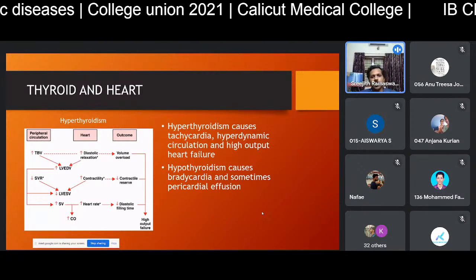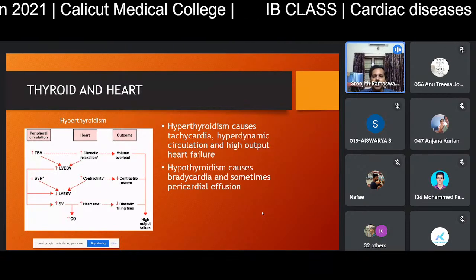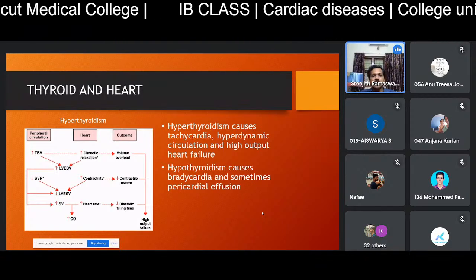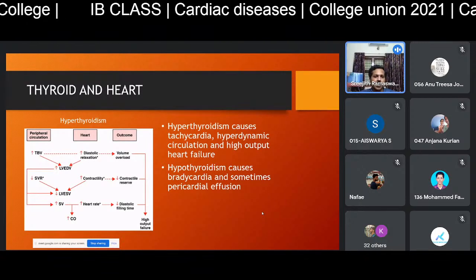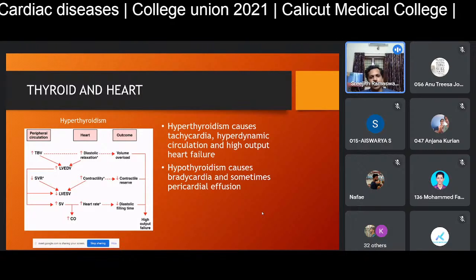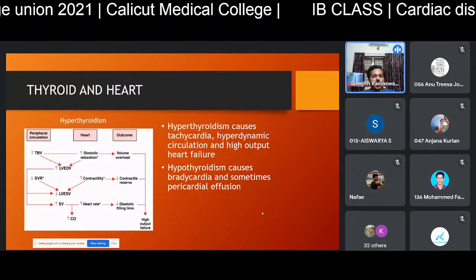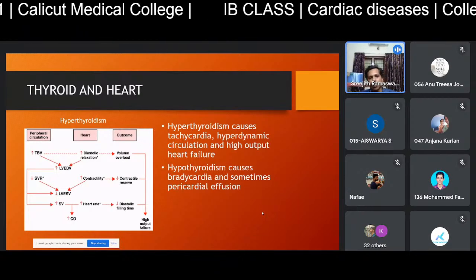So hyperthyroidism causes tachycardia, hyperdynamic circulation, and a high output cardiac failure. So that is a classical presentation. Hyperthyroidism presents as tachycardia. It can also result in atrial fibrillation. So hyperthyroidism can also produce atrial fibrillation, and it results in a high output cardiac failure. You can get even cardiac murmurs.